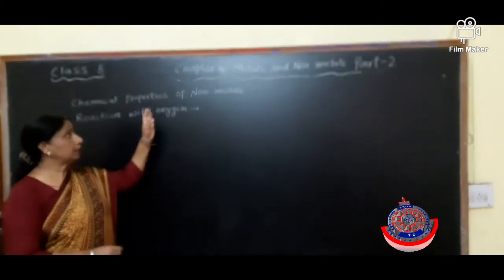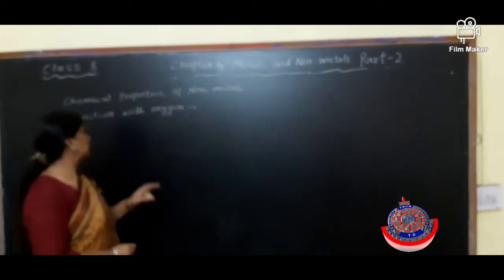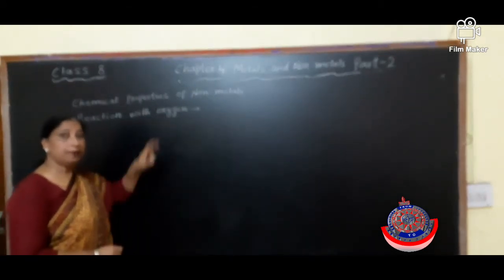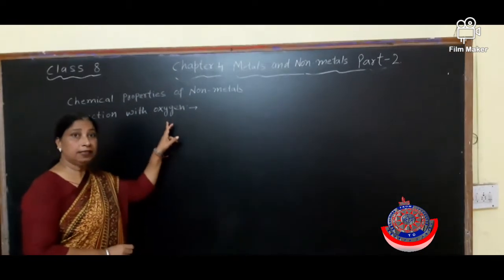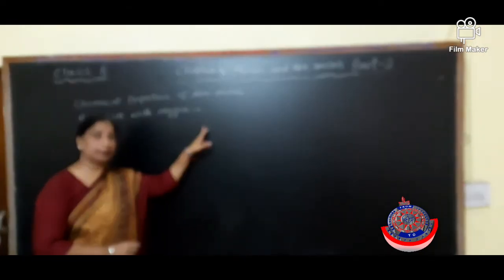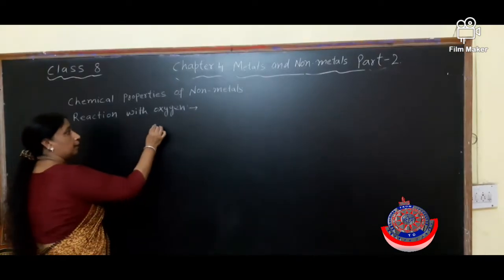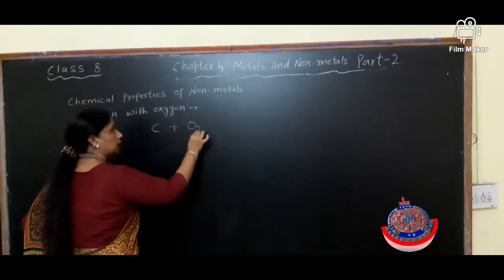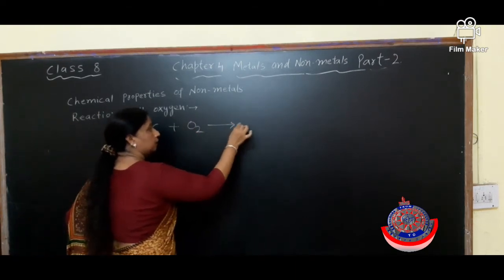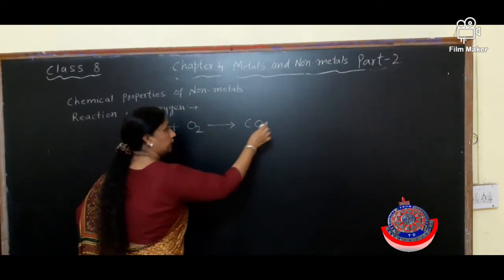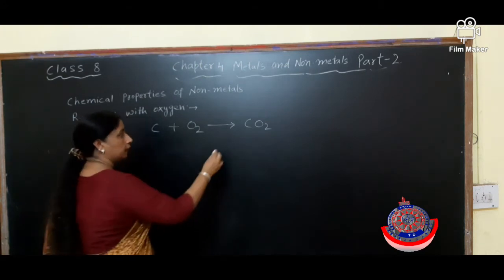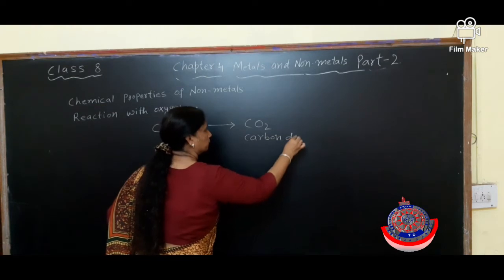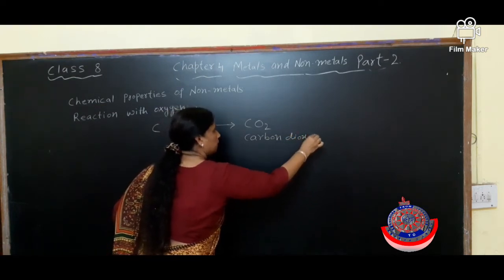Now students, chemical properties of non-metals. Number 1, reaction with oxygen. When non-metals react with oxygen, they form non-metallic oxides. Like for example, carbon, it is a non-metal plus oxygen. It forms carbon dioxide. It is a non-metallic oxide, carbon dioxide.